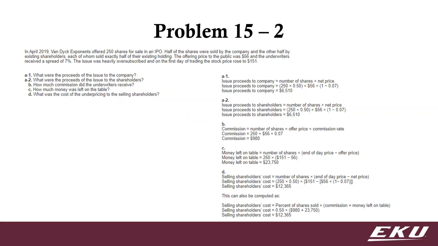And then how much money was left on the table? Well, it's that difference, that 151 to 56, right? And then portion D, what's the cost of underwriting? That's the calculation there, because you pay the commission plus all this money left on the table.